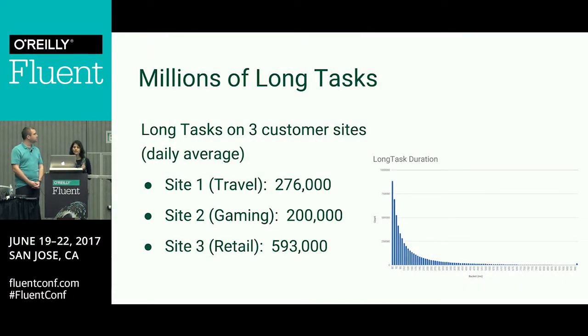So we've been collaborating with Nick, and he's been gathering data for the case studies. And looking at some 3 selected sites, this backs up the fact that there are a lot of long tasks on the web today. For these 3 selected customer sites, the daily average was anywhere from 200,000 long tasks to nearly 600,000 long tasks. And this histogram shows us this long tail of painfully long tasks that are hurting a lot of users on the web today.